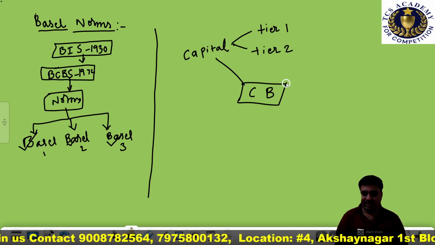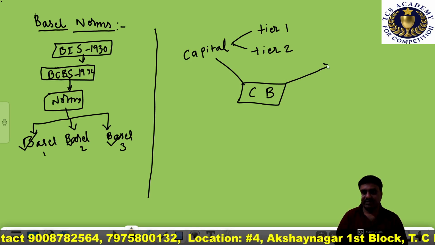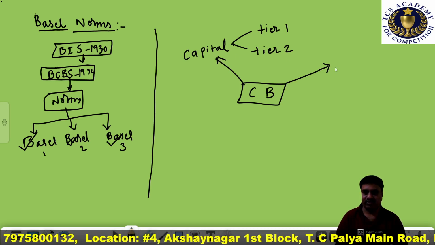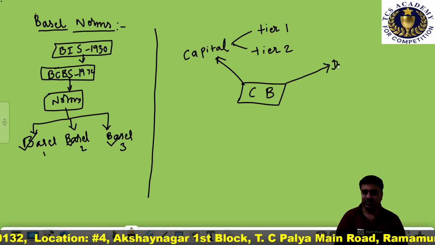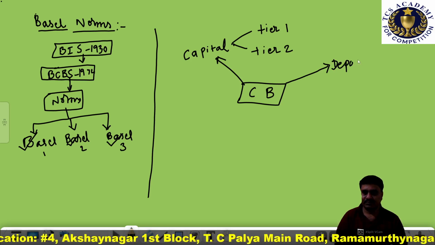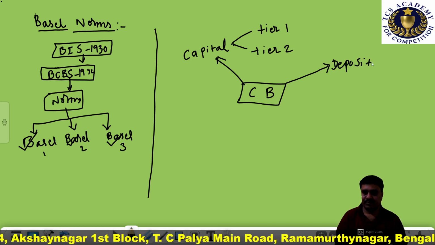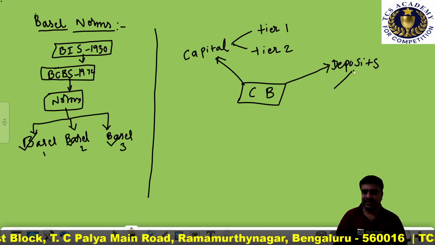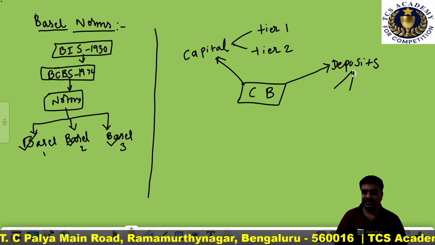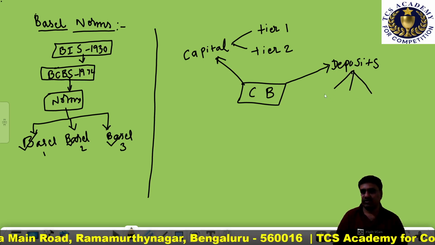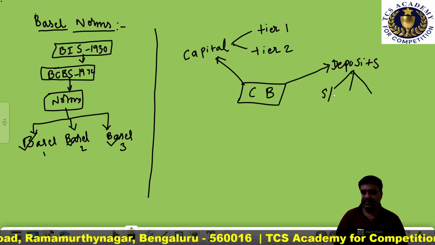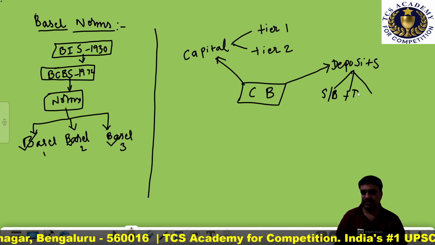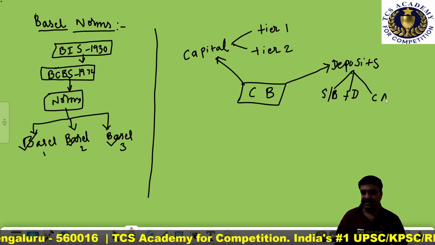We have another capital system in the banking system, which we call deposits. People deposit their money in the bank in 3 accounts. One is the savings bank account, the fixed deposit account, and the current account.